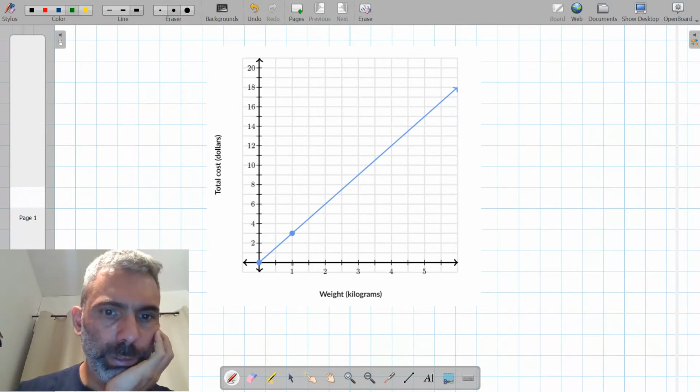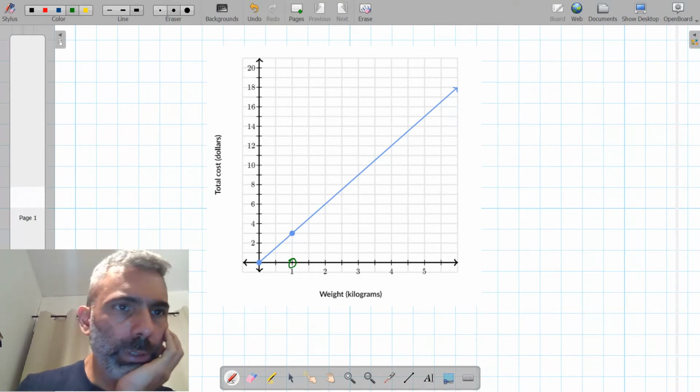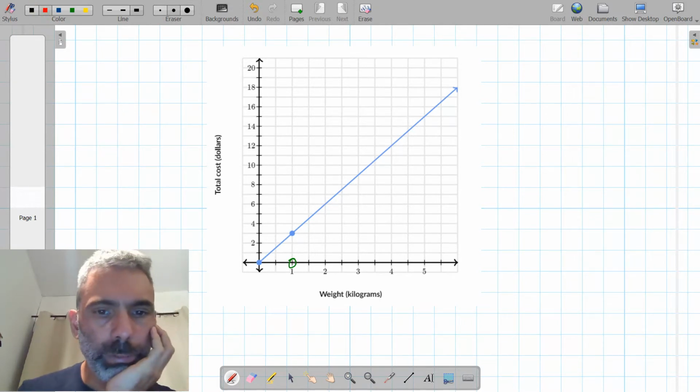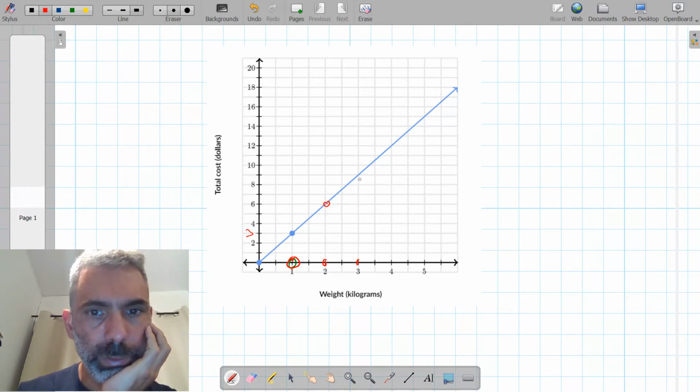Okay, so we see that here with 1 kilogram, the price is on the y-axis, each hash mark represents 1. So this is $3. So when you get 2 kilograms, you pay $6. You get 3 kilograms, you pay 9.